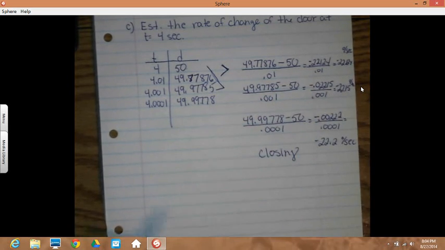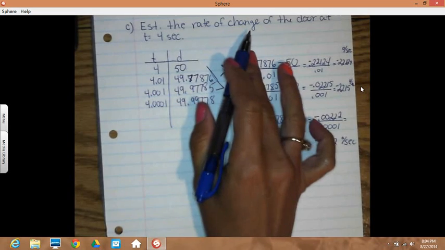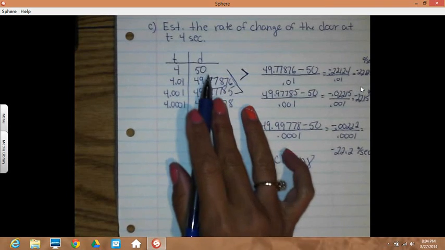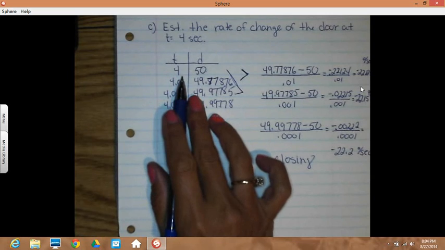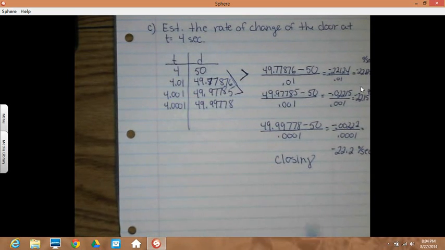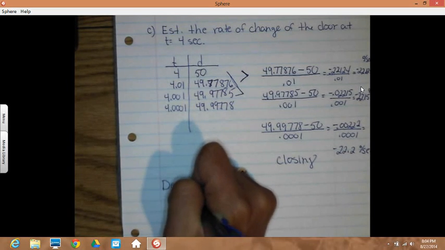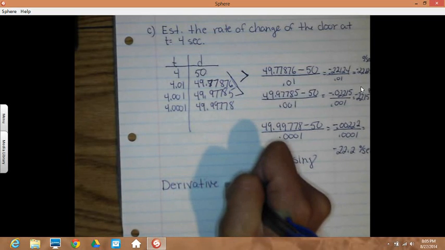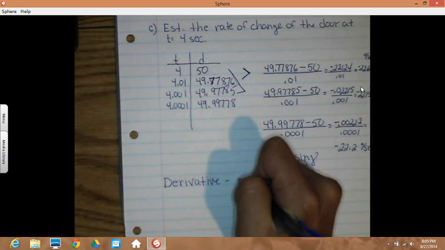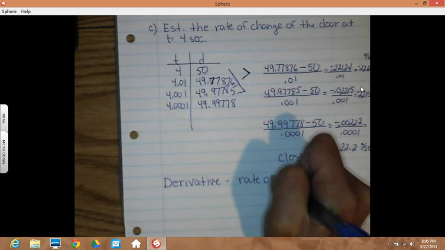at this rate. Okay, so this idea that we did here, this rate of change business, where we're taking the change in y values and dividing by the change in the x values, is called a derivative. So what we just found is a derivative. A derivative is a rate of change.